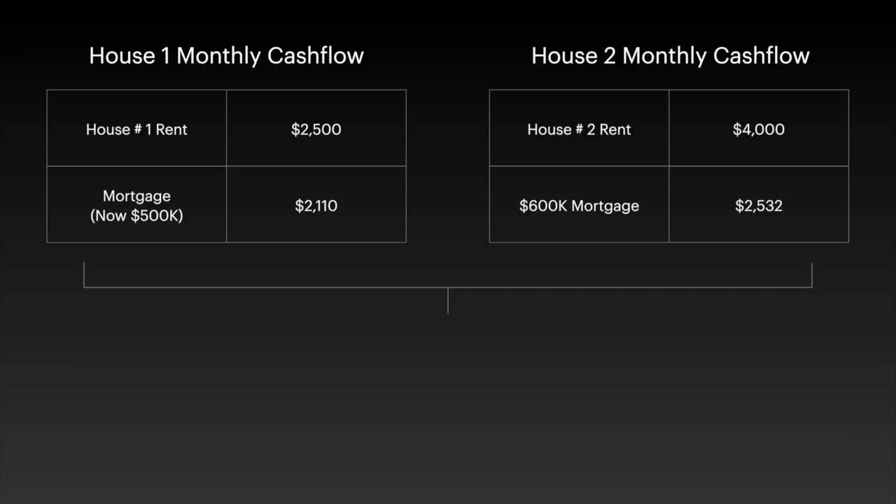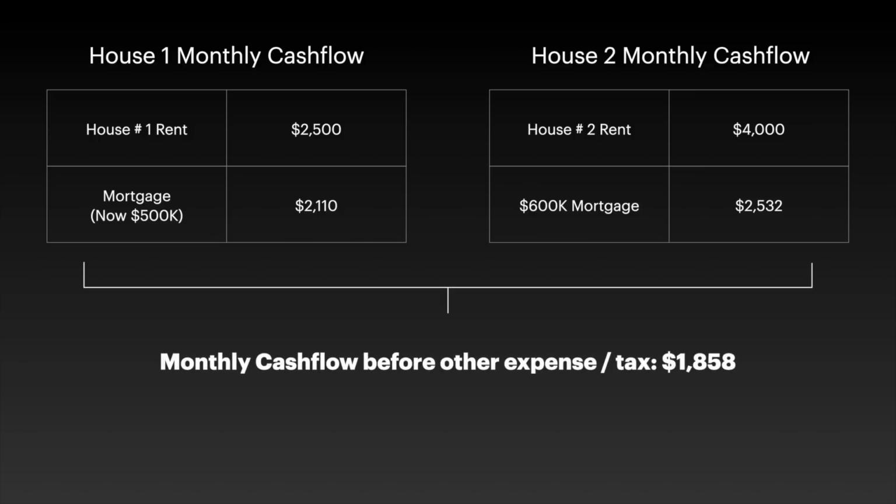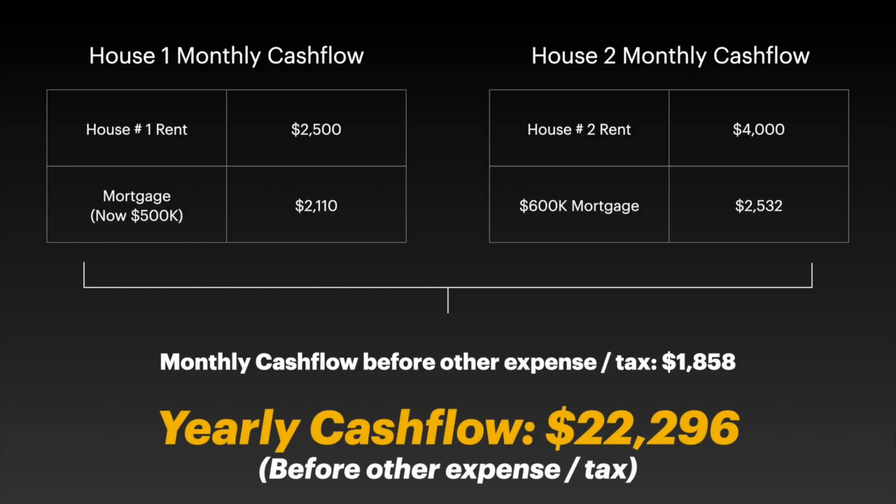To keep everything simple, I'm going to ignore other expenses, because no matter what we do, other expenses don't change. It's only the mortgage expense that will change in this setup. So cash flow before all other expenses and tax will be $1,858. Yearly cash flow before other expenses and tax is $22,000.